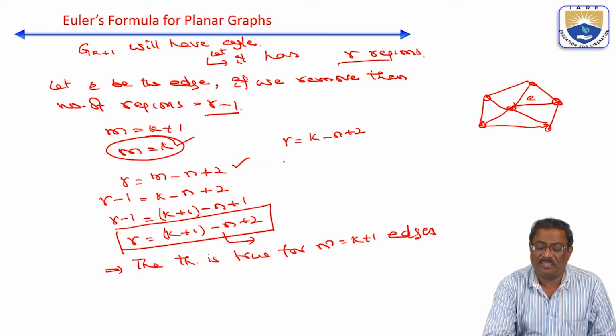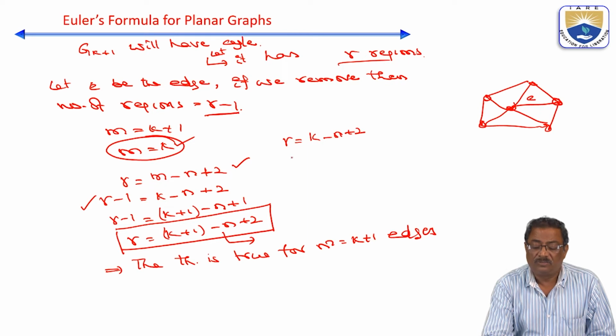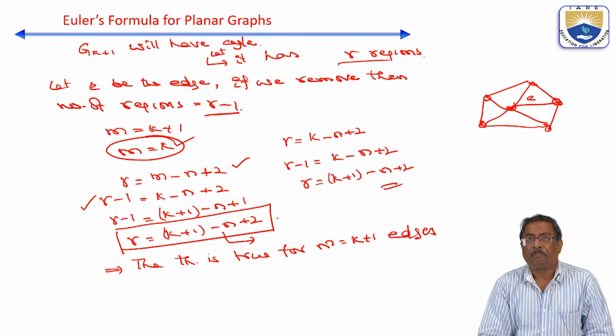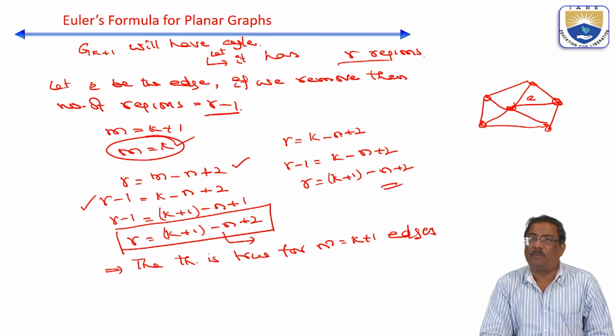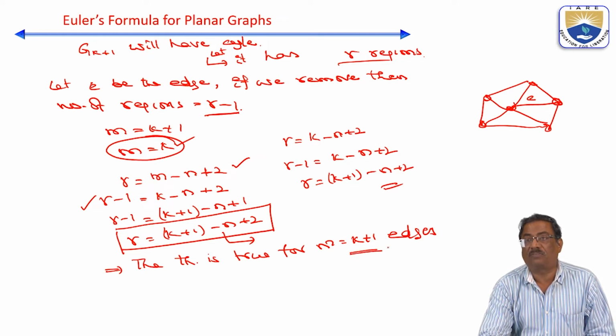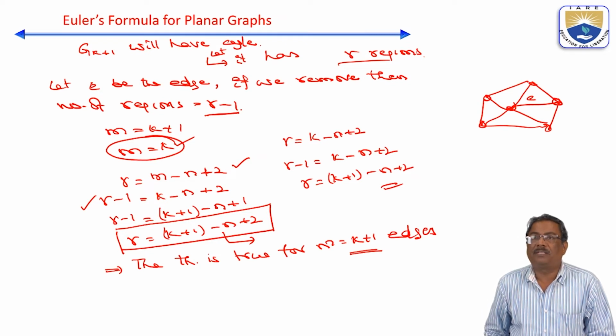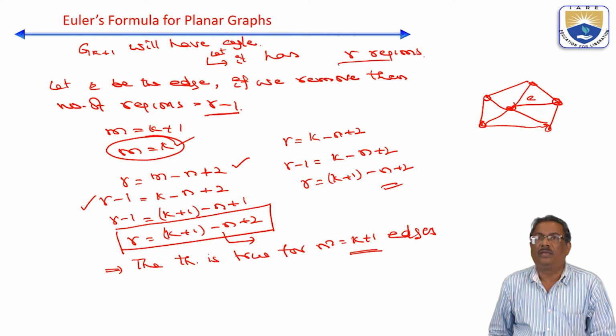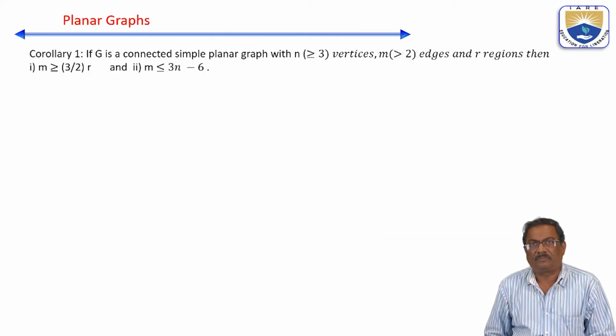So for that I am going to take this. And next, the number of regions is also reduced by 1. So this is r minus 1 we took, and k minus n plus 2. Then r equals k plus 1 minus n plus 2, which is nothing but the given Euler's formula, satisfied for m equal to k plus 1 edges. So we can say that the theorem is true for m equal to k plus 1 edges. Subsequently, by mathematical induction, this is true for all numbers of edges. So this is the way that we prove Euler's formula for planar graphs.